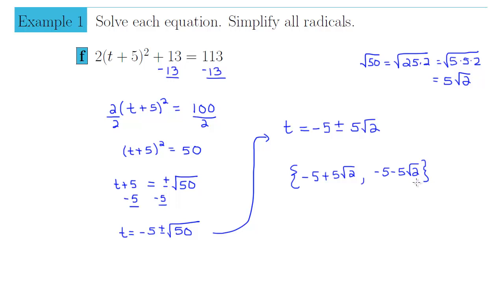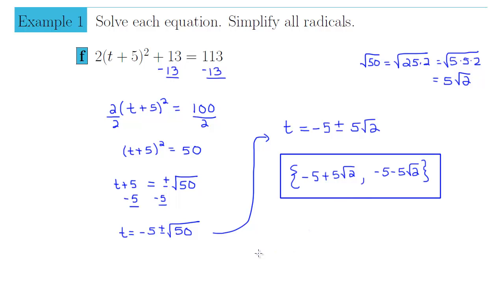Two answers. Write it like this or with this notation. Both are correct. I will say one more thing. Notice we cannot combine the 5 and the negative 5 or the negative 5 and the negative 5. Why can't we put these two terms together? It's because they're not like terms. This has a square root too, this does not. So these two terms have to stay separate.